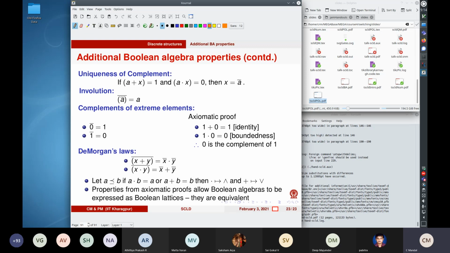So it shows that all the properties that you can derive for Boolean algebras using Huntington's postulates are essentially the same properties that you had for a Boolean lattice. So you are able to show that a Boolean lattice is a Boolean algebra, and also a Boolean algebra is a Boolean lattice. All right. So this basically just relates your Boolean lattices to Boolean algebras.